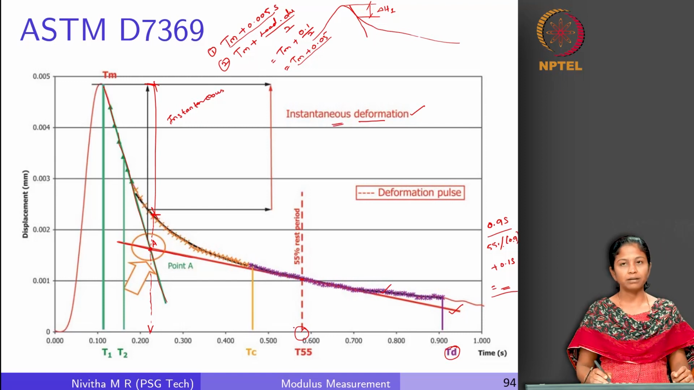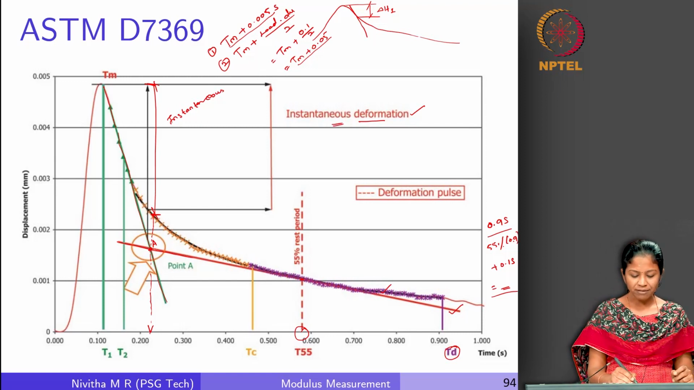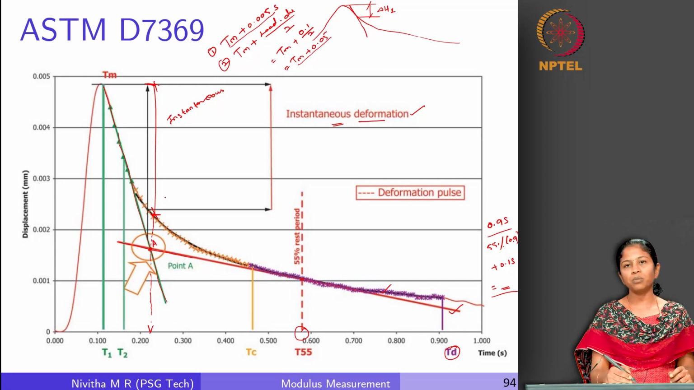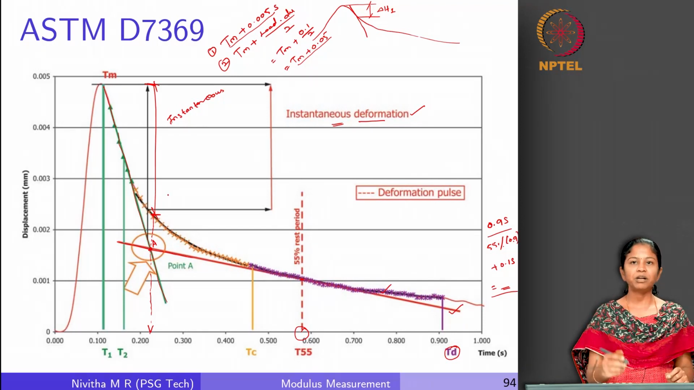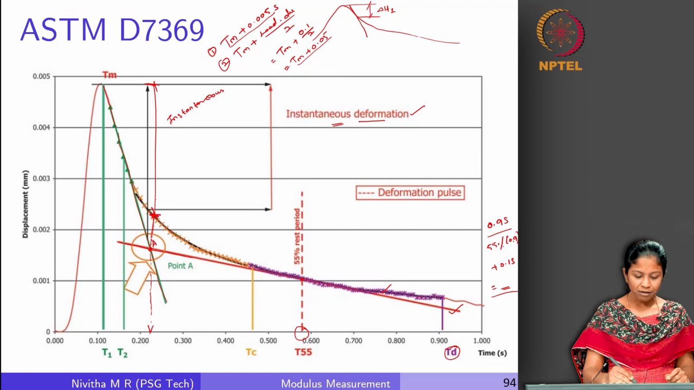So as it is given here, you can see in this graph there is a small offset. If you look at the explanation that is given in the code, they say that you have to identify the time component corresponding to point A and then determine what is the displacement or deformation value on the curve for that particular time component. So considering that explanation, this is how it is computed. You project point A onto the curve, and from that point to the maximum deformation is called the instantaneous deformation.